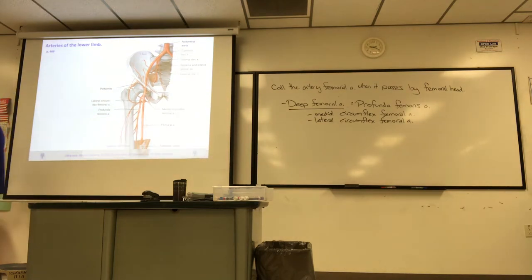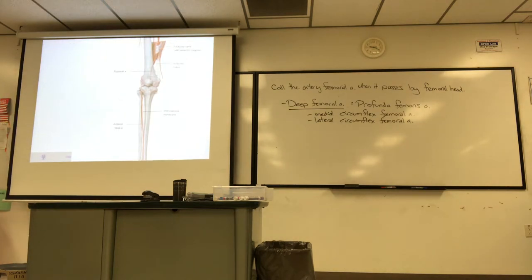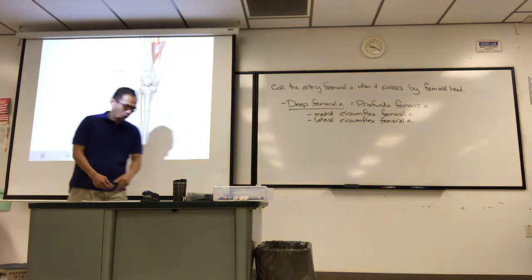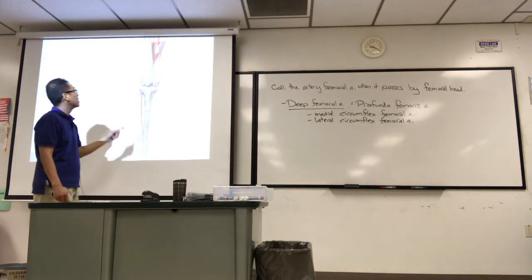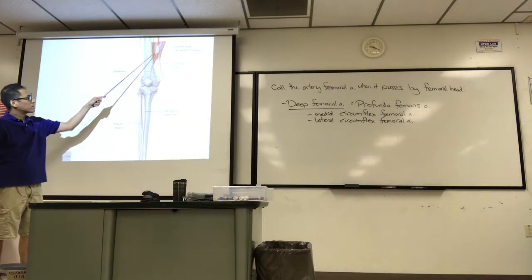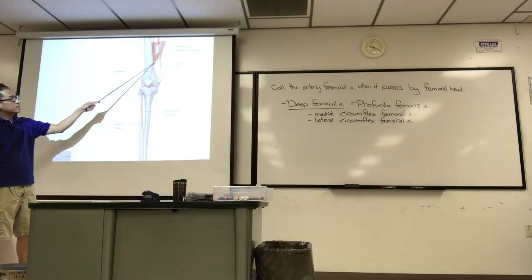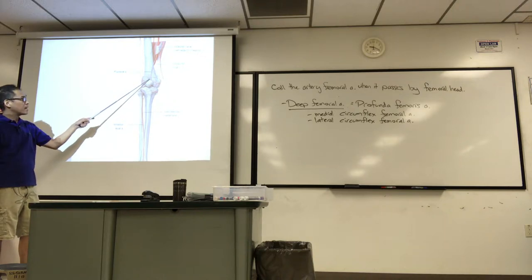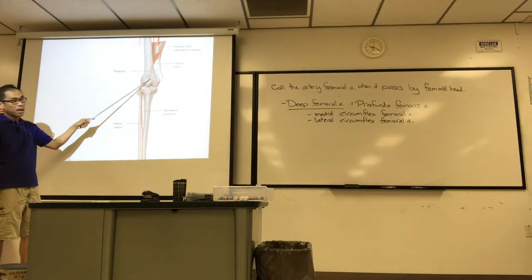Let me advance the slide. Just right there. There's your kneecap, and you want to know how the artery goes from the front to the back. There it is, going through the adductor canal. It's going to pass through the adductor hiatus. Now it's in the back of the knee, and the name changes from femoral to popliteal.